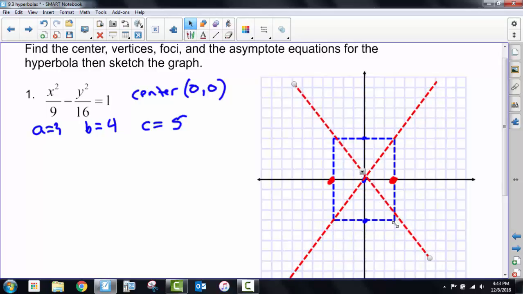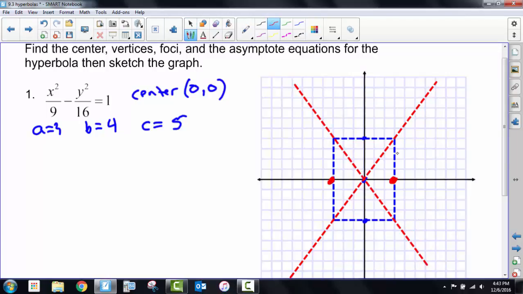You've got your asymptotes, you've got your vertices, and so honestly at this point all you really have to do is start at the vertex on either side and draw either side of your hyperbola like you see I'm doing here. And there it is. There's the hyperbola.